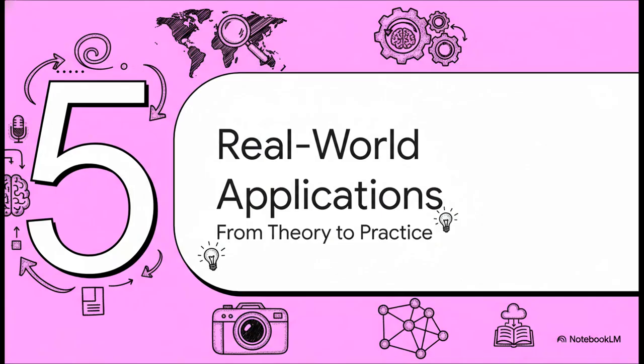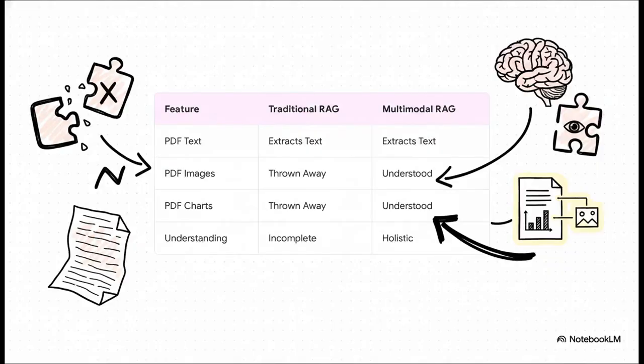All right, so this is all super cool in theory, right? But what's the so what? Where does this technology actually show up and make a difference? Let's look at some real-world applications that are only possible because of this breakthrough. Okay, take analyzing a PDF. The old way, which we often call traditional RAG, would just pull out the text and literally throw away all the pictures, charts, and diagrams. It was only getting part of the story. But now, with multimodal RAG, the system can understand the text and turn those charts and diagrams into vectors, giving it a complete, holistic understanding of the whole document.